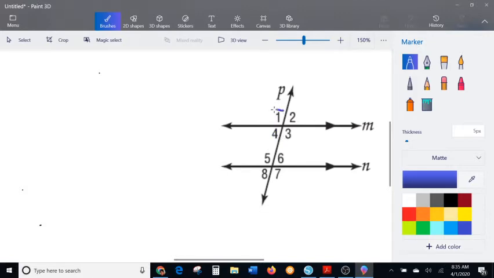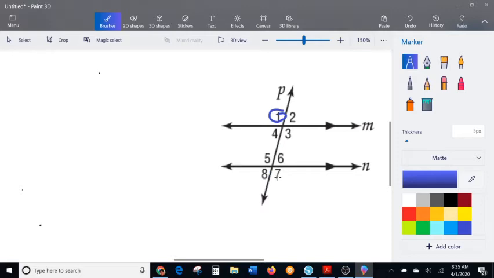Now, what about angle 1 and angle 8? What do we know about those two? Well, remember yesterday we talked about how they are outside those lines. That makes them exterior, right? And they're on the same side of the transversal. That makes them consecutive. So angle 1 and angle 8 are consecutive exterior angles. And what we know about consecutive exterior angles is that they are supplementary also.